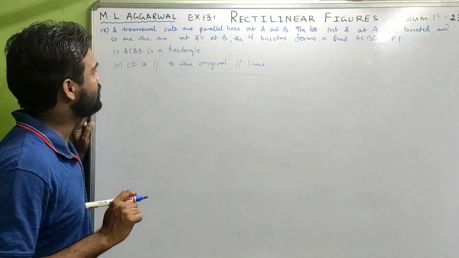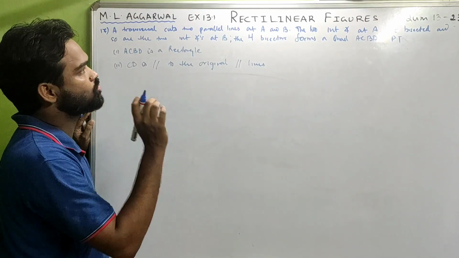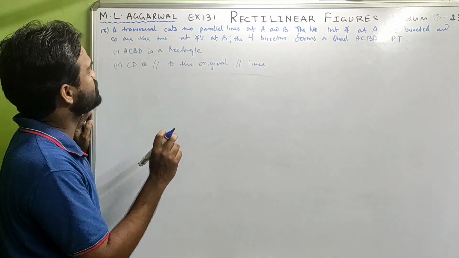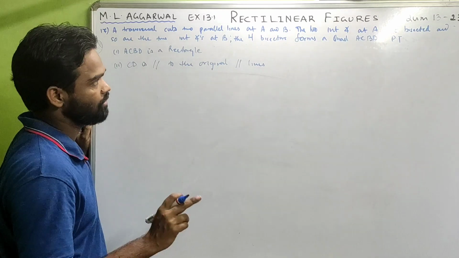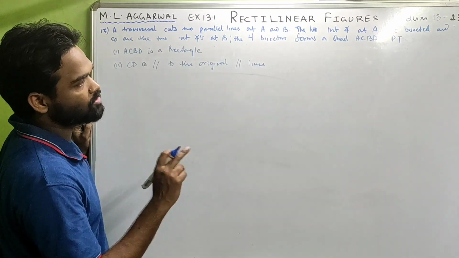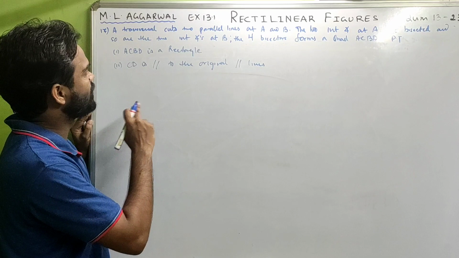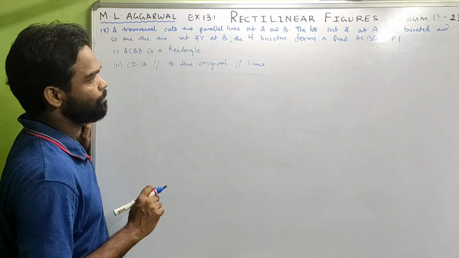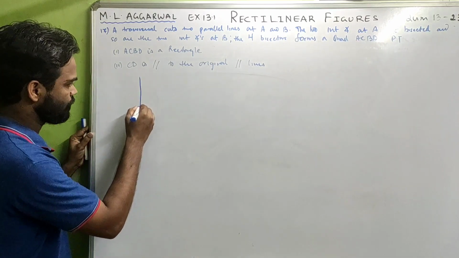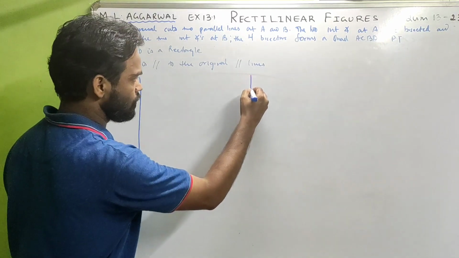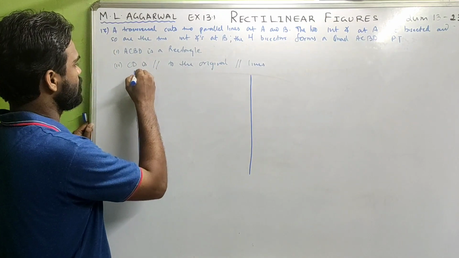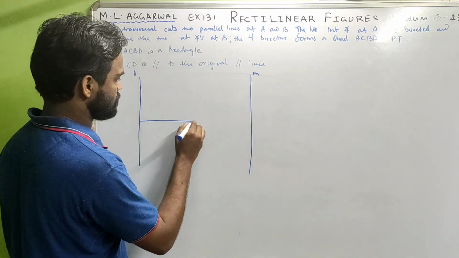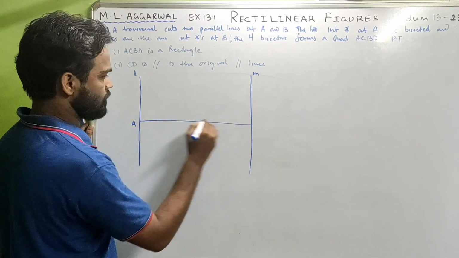Now let us look at the next sum. Now look at sum number 70. Very interesting. Our transversal cuts two parallel lines at A and B. The two interior angles at A are bisected, and so are the two interior angles at B. The four bisectors form a quadrilateral ACBD. Prove that ACBD is a rectangle. Suppose we have two parallel lines, L and N. These are two parallel lines. There is a transversal, suppose AP.